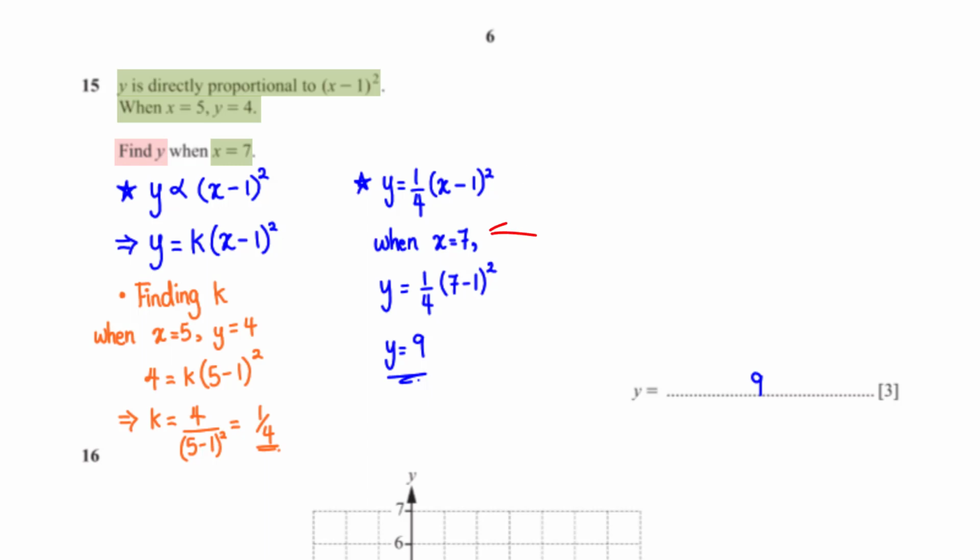So when the value of x is 7 and we put that value of x inside our equation, we get y is equal to 1 over 4 times 7 minus 1 squared. And when we type this into the calculator, we get y equals 9.